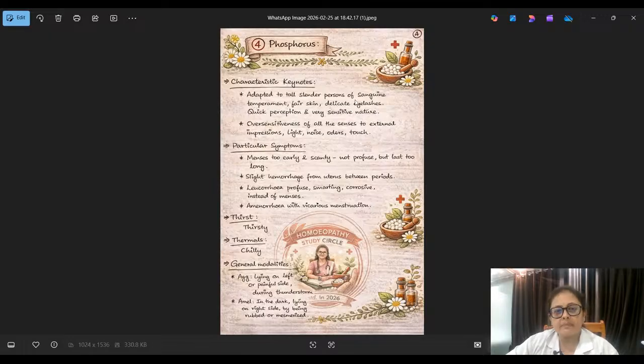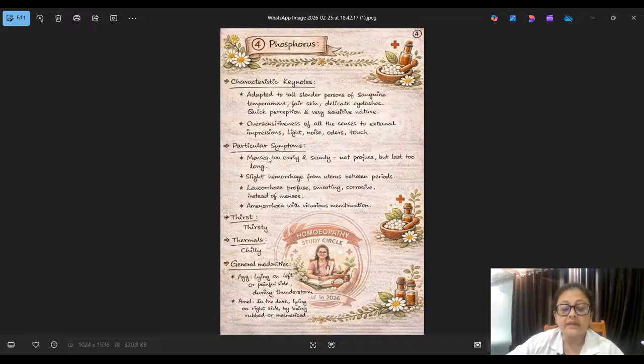Adapted to tall, slender persons of sanguine temperament. Someday we will discuss temperaments also, the different types of temperaments. So adapted to tall, slender persons of sanguine temperament, fair skin, delicate eyelashes, quick perception, and very sensitive nature. Oversensitiveness of all senses to external impressions: light, noise, odors, touch. Next, particular symptoms. Menses too early and scanty, not profuse, but lasting too long.